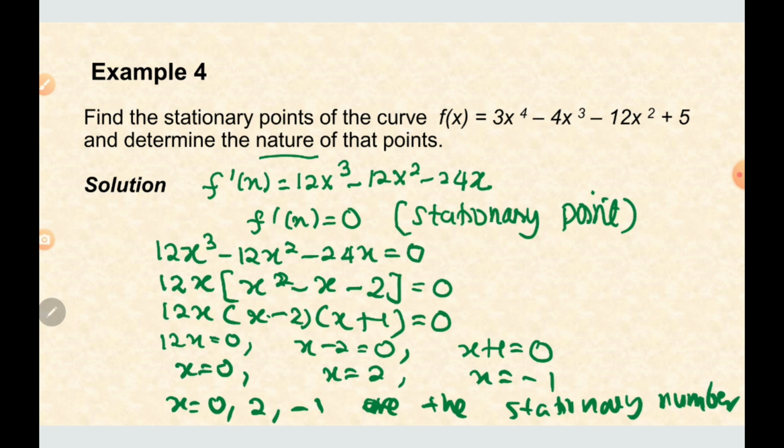Okay, so for each value of x you need to find the value of y to get the point. For these three values you need to find out the value of y for each. Firstly, when x equals 0, f(x) will become 5.